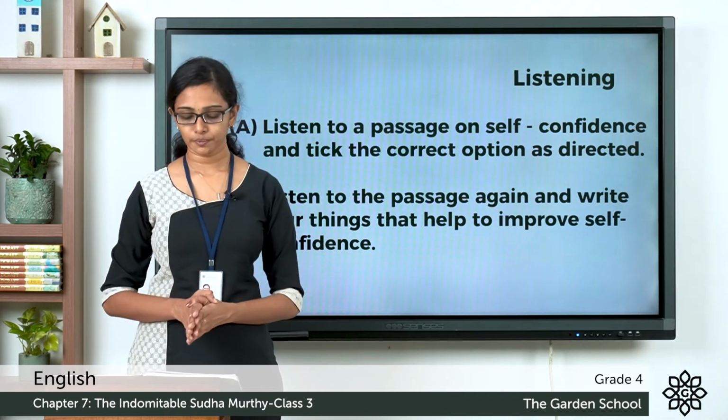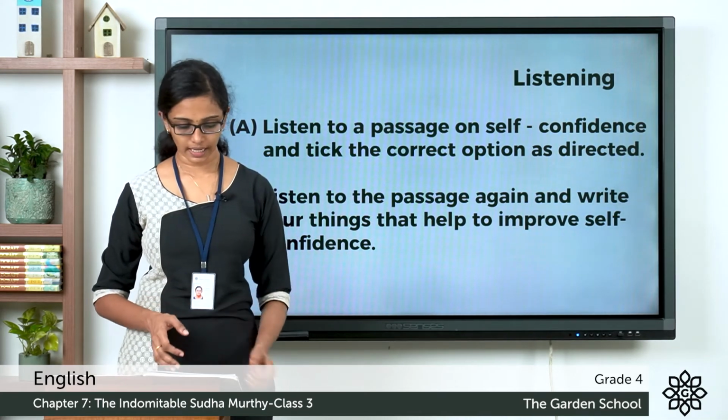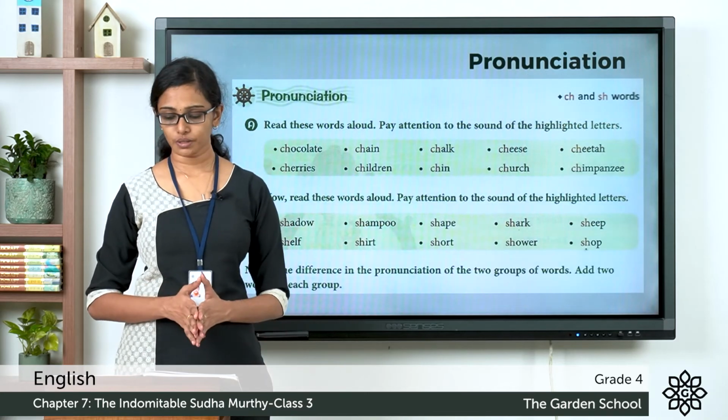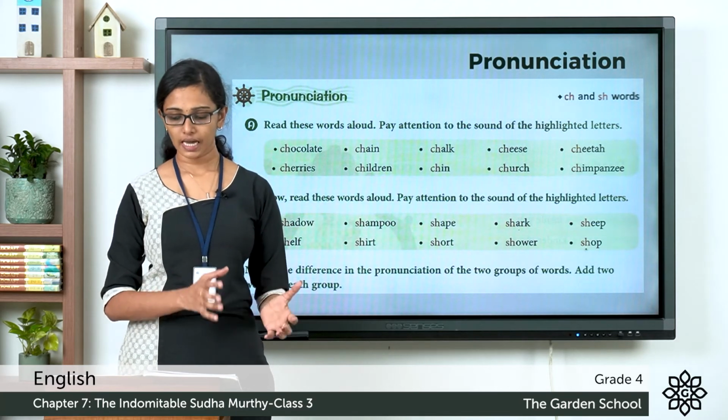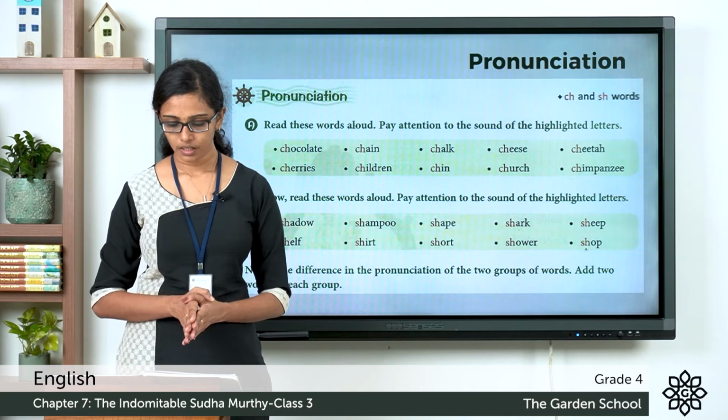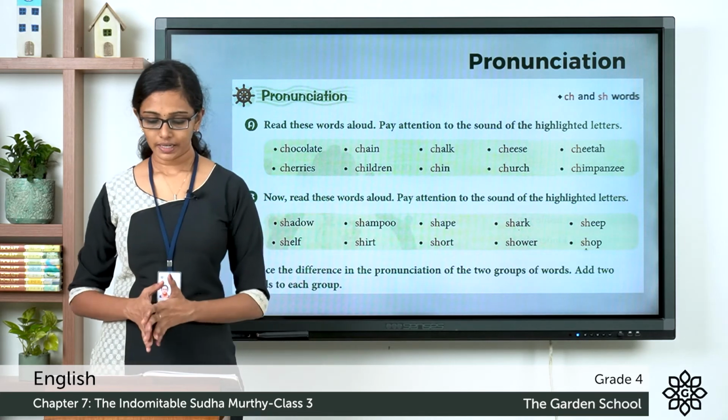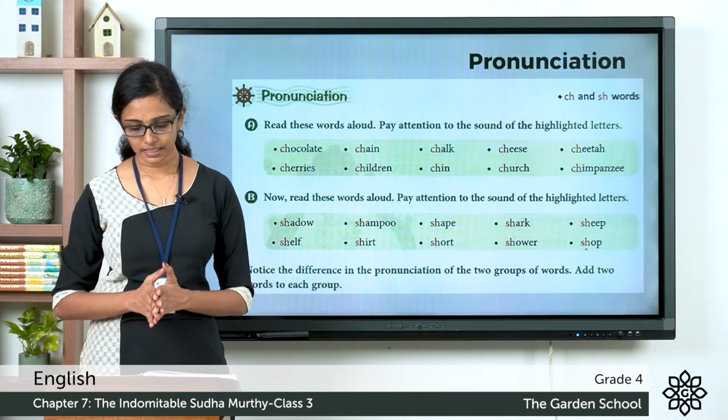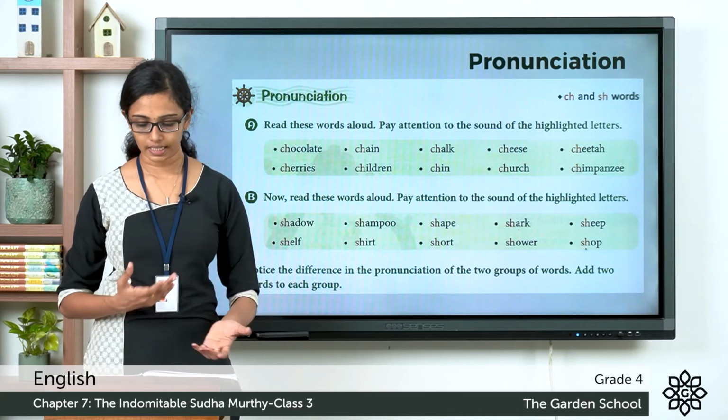Now let's move on to the next part. It is the pronunciation exercise. It's about the difference between words with CH and SH in their spelling. The first section is: read these words aloud. Pay attention to the sound of the highlighted letters.